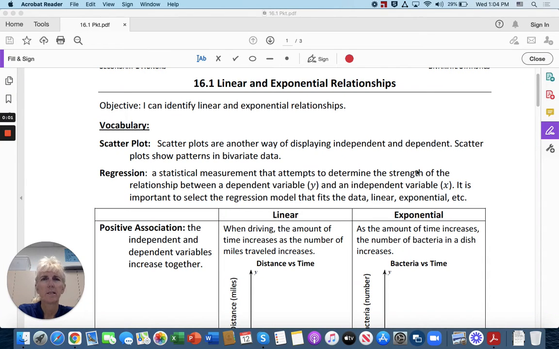Hello students. Today we will be going over 16.1 linear and exponential relationships. Our objective is I can identify linear and exponential relationships.